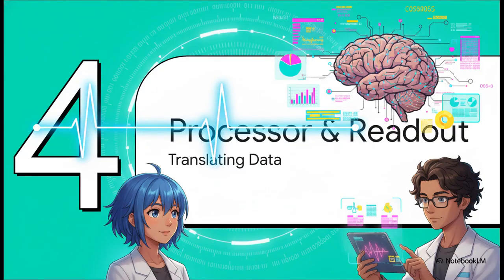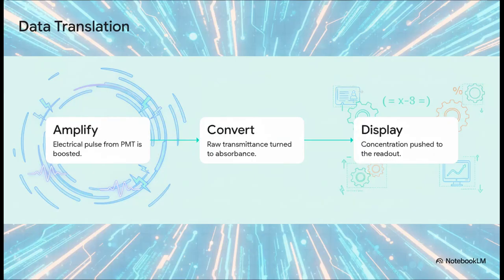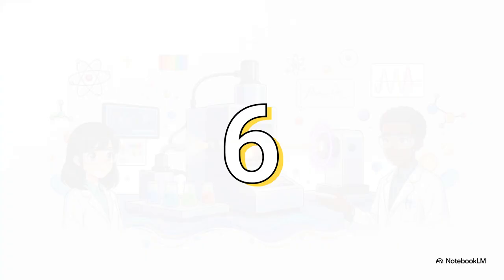And finally, step 4, the signal processor and readout. This is the grand finale of our fantastic voyage. The signal processor catches that amplified electrical pulse from the PMT and crunches the numbers. It converts the raw transmittance data into an absorbance value based entirely on that Beer-Lambert law we talked about at the start. That perfectly proportional number gets pushed right to your digital screen, handing you the exact concentration of your sample. And there it is, the complete 6-step sequence of this incredible technology working in split-second harmony.